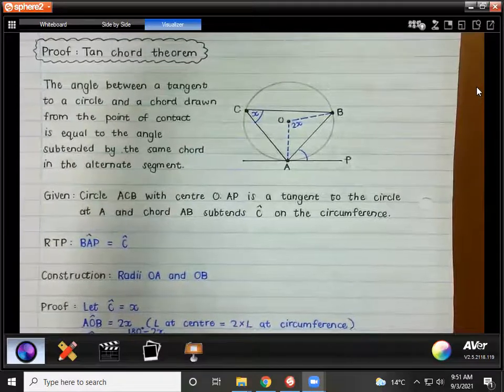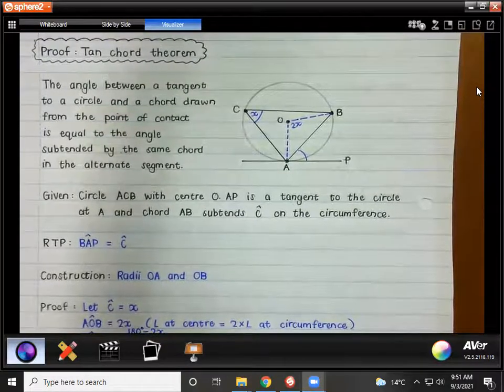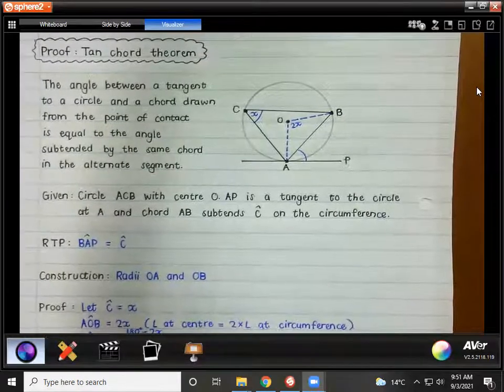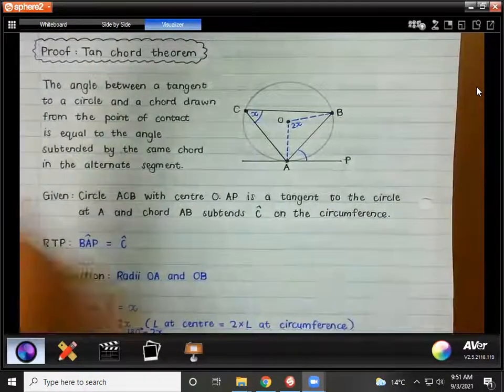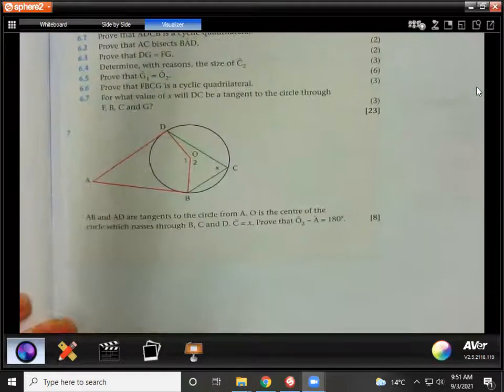They've given you a diagram. They're saying these two lines are tangents. O is the center of the circle. Angle C is X. Prove that O2 minus A is 180 degrees. It's just a one question thing. That's what it looks like. I'll keep it on the board for you.